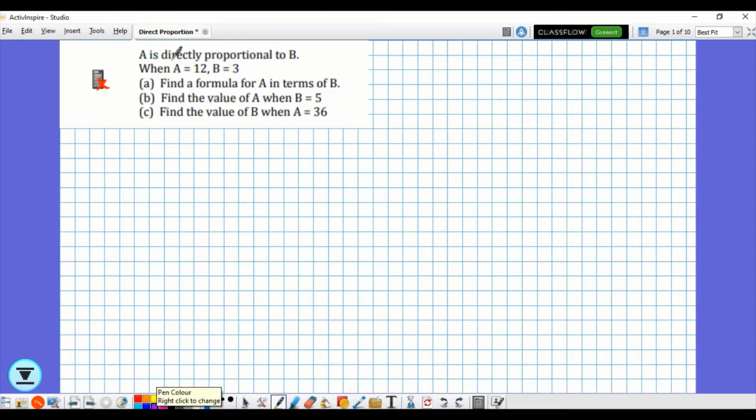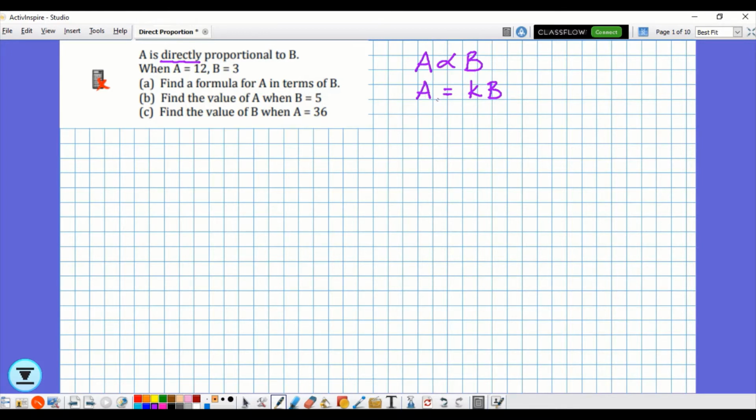So for this first bit, it says A is directly proportional to B. So we write this as A is directly proportional to B. Now we need to put this as an equation so that we can solve the values. So we're going to write A is equal to a constant, so a multiplier, times by B. Okay, so this is the equation that we're going to be using.